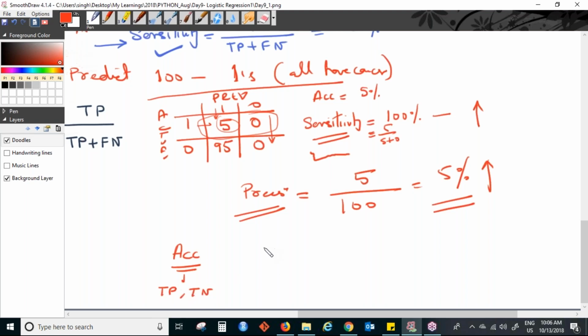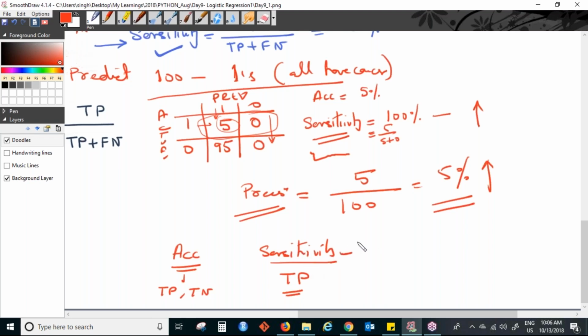Then we saw sensitivity, which only looks at true positive. This is very helpful when you want to identify cancer patients, for example. But this also has a flaw: if you predict all ones, sensitivity will become 100%, and you cannot predict all ones. That is also not a good model, where you predict everybody has cancer.